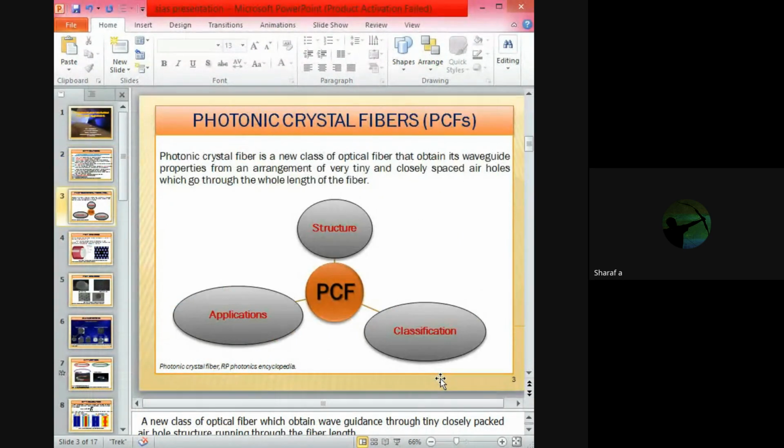And when you go to the photonic crystal fibers, these are, as I said, a new class of optical fiber that obtain their waveguide properties from an arrangement of very tiny and closely spaced air holes, which go through the whole length of the fiber. And in this section, we will be just discussing the structure of photonic crystal fiber, classification and applications, which are necessary for our project work.